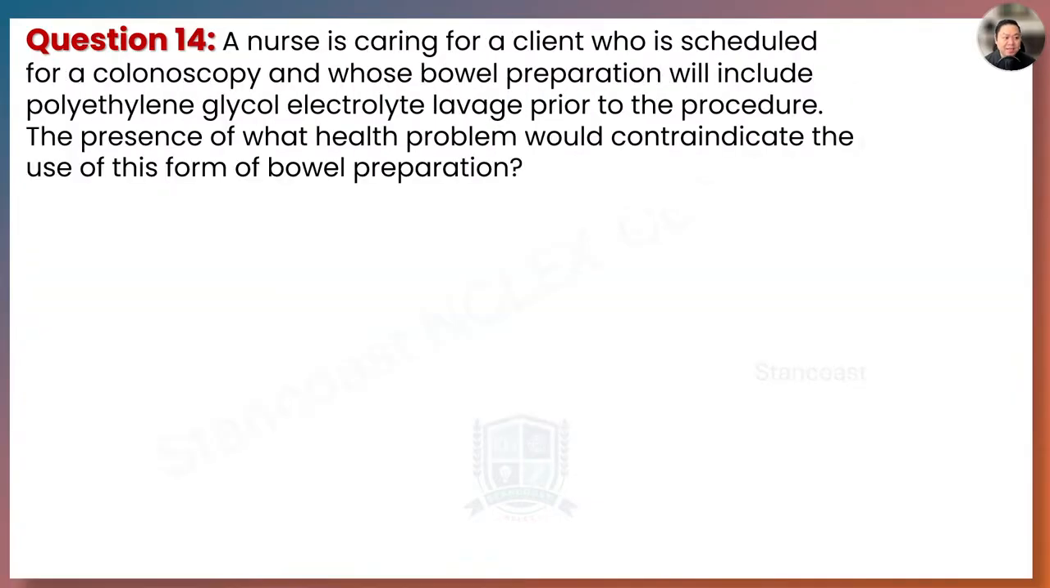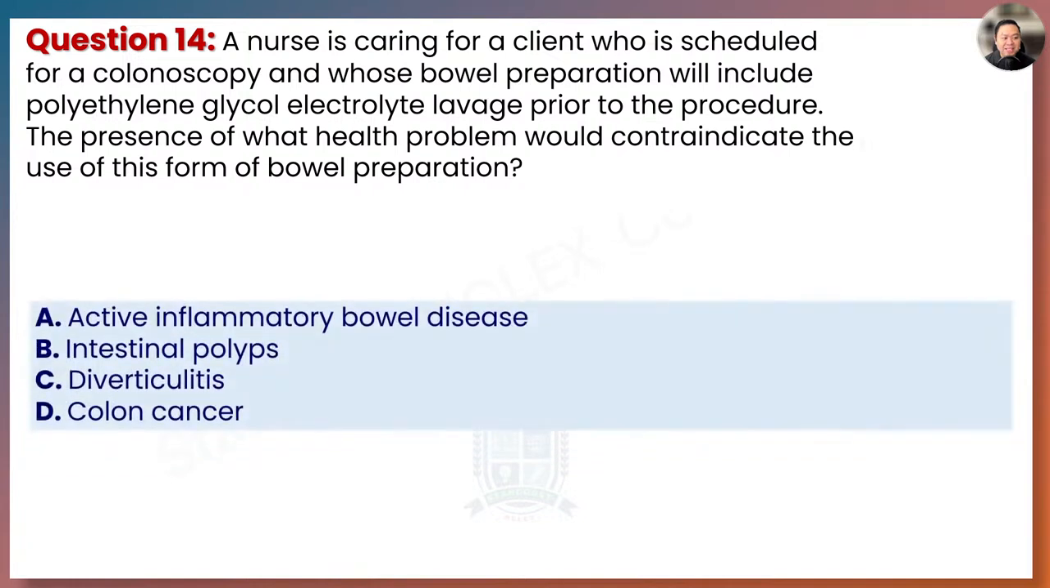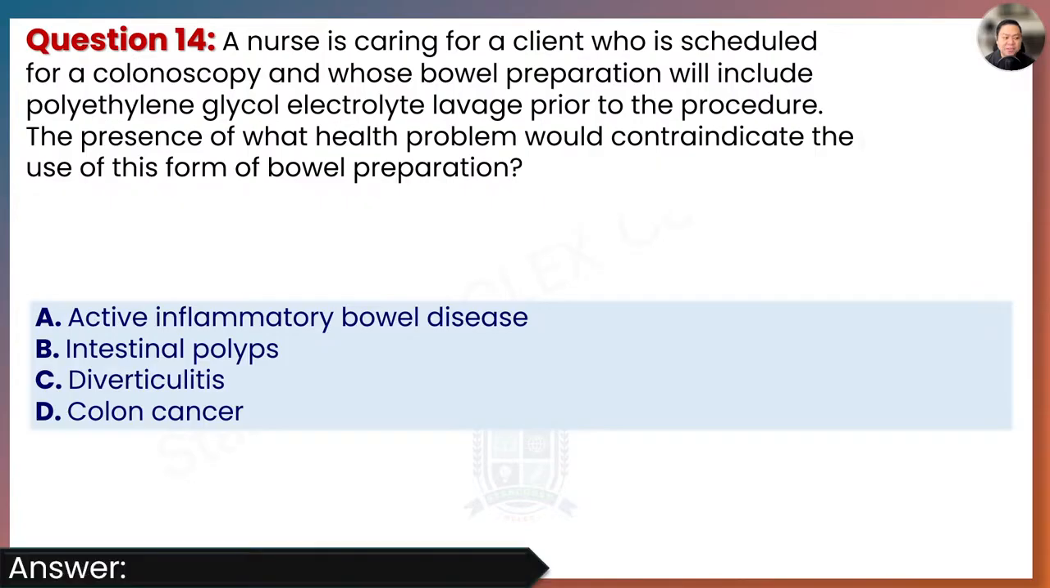Number 14. A nurse is caring for a client who is scheduled for a colonoscopy and whose bowel preparation will include polyethylene glycol electrolyte lavage prior to the procedure. The presence of what health problem would contraindicate the use of this form of bowel preparation? Options: A, active inflammatory bowel disease, B, intestinal polyps, C, diverticulitis, D, colon cancer. The answer here is letter A.